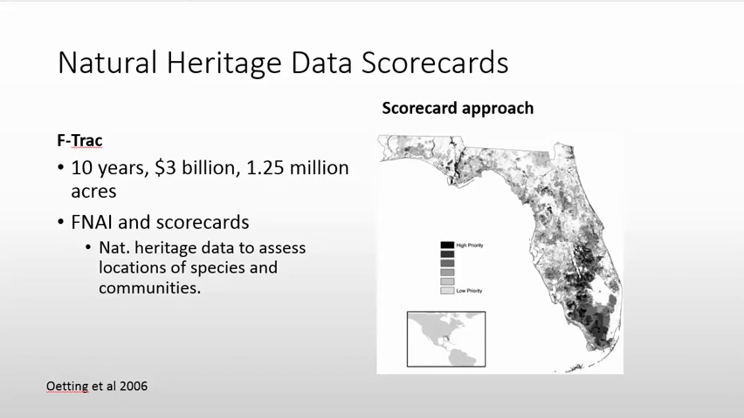And so here's a paper from 2006 trying to evaluate the degree to which the Florida Natural Areas Inventory, the Florida Natural Heritage Program, did relative to what they could have done by following this scorecard approach. But the problem there is that it doesn't think about complementarity of sites.